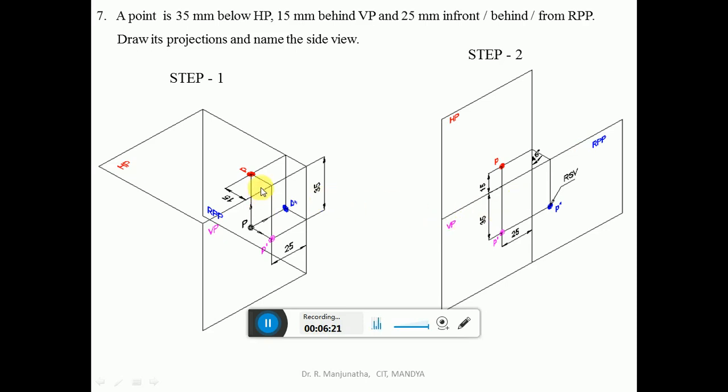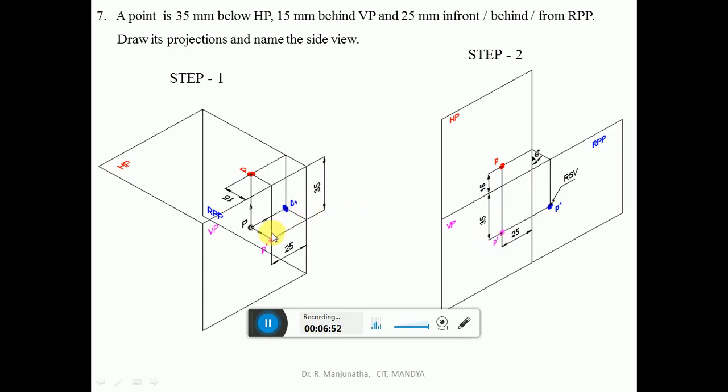So correspondingly, the images which have been projected on the respective planes have also been rotated by 90 degrees. The distance with respect to the profile plane, which is 25 mm in VP and also in HP, is this distance from here to here and also from here to here. Now the distance below HP, which is 35 mm, will come on the vertical plane, which is vertical here, and mark that point as P dash.